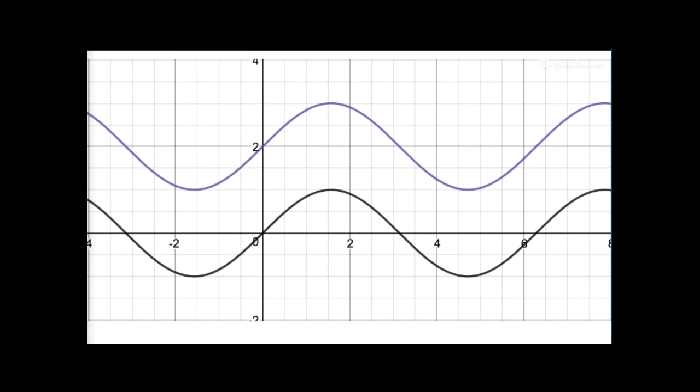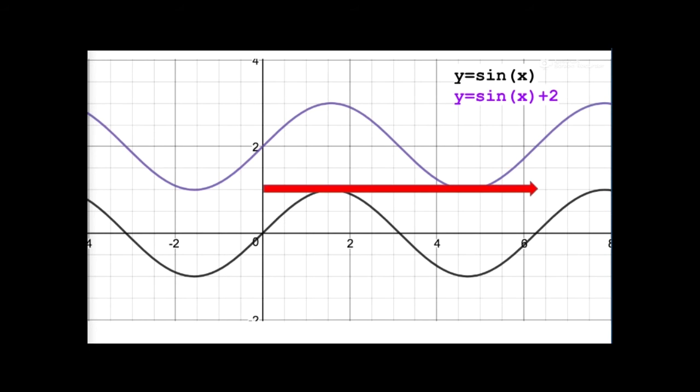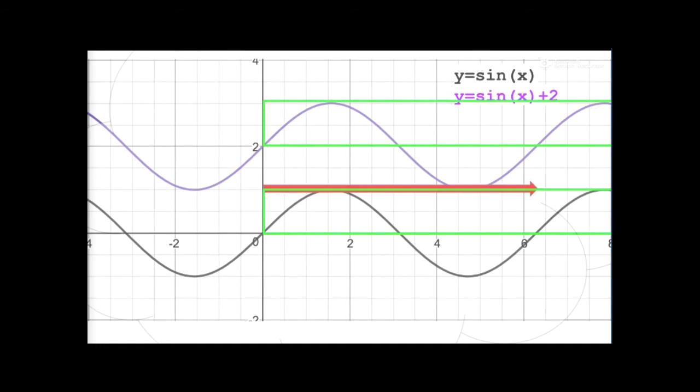So now we're going to take a look at a transformation of the sine function. We can see this is sine of x plus 2 in purple because the period is the same and the amplitude is the same. The only thing that's changed between those two functions was the location of the central axis. And so that's why we write plus 2 to indicate that it's up 2.